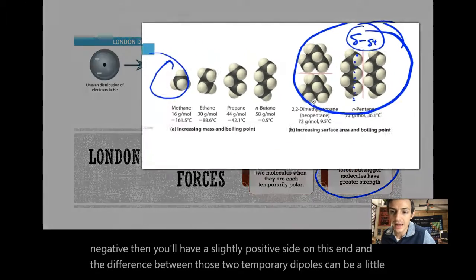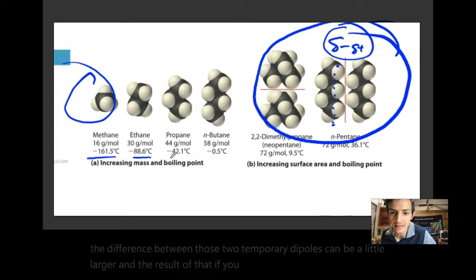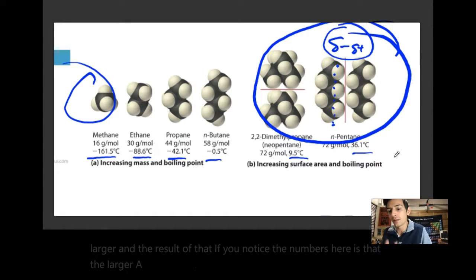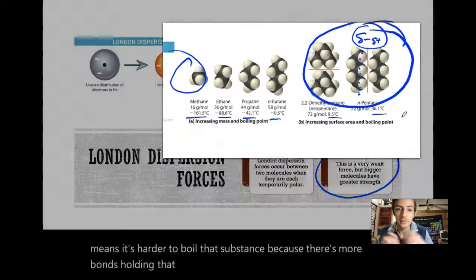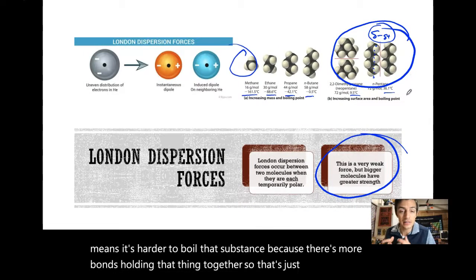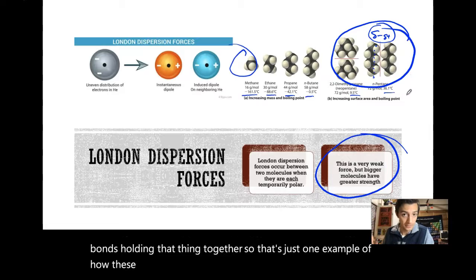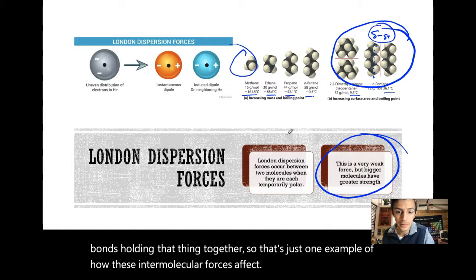And the result of that, if you notice the numbers here, is that the larger a molecule gets, the higher the boiling point. That means it's harder to boil that substance because there's more bonds holding that thing together. So that's just one example of how these intermolecular forces affect physical properties, like boiling point.